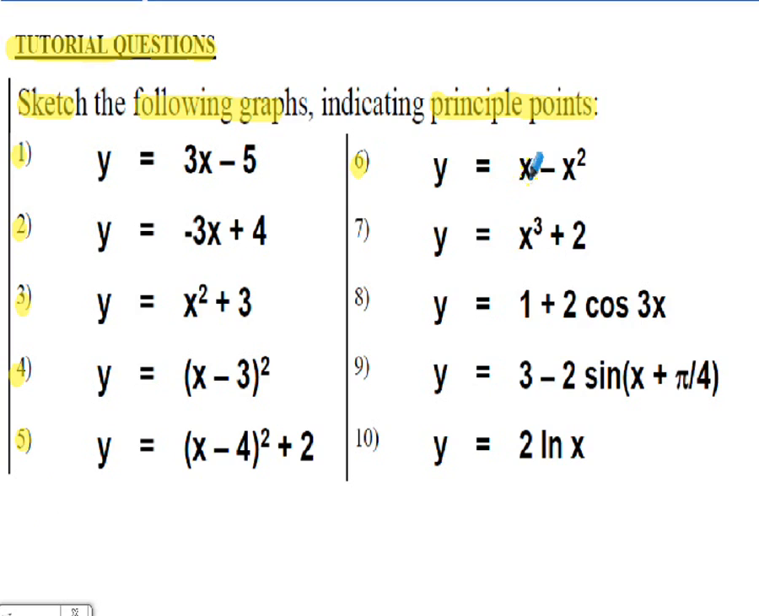Question 6 contains an x and an x squared function, so I would suggest you sketch those first of all and see how that develops the equation required, the y is equal to x minus the x squared. Question 7, start with a y is equal to x cubed function. Question 8, start with a y is equal to cos x function and using transformations develop to the equation required. Question 9, start with a sin x function and again using various transformations develop to the equation required. And finally, question 10, start with a y is equal to ln x function.